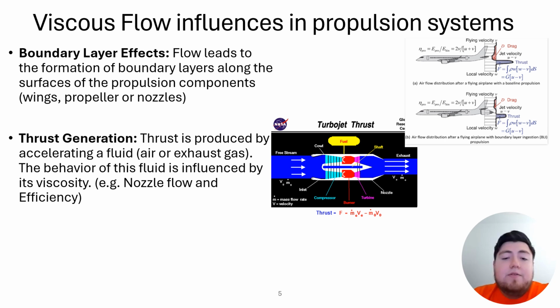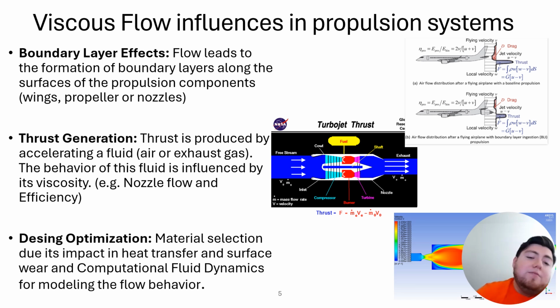Then we have thrust generation. It's really important. The thrust is produced by accelerating fluid. It could be air or exhaust gas, and the behavior of the fluid is influenced by its viscosity as well. So we need to know which fluid we are working with, its properties, and how it behaves, because depending on the fluid, the viscosity and many other properties, that can affect our system. For example, nozzle flow is different with air or with some combustion gases. And it can also help to increase the efficiency of your system overall.